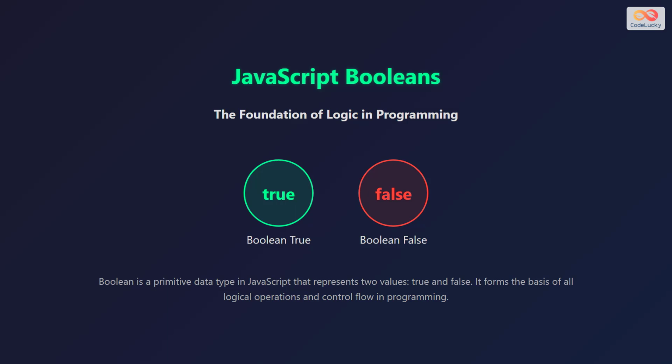Let's explore JavaScript Booleans, which are fundamental to logical operations in programming. A Boolean represents one of two values, true or false. These values are essential for controlling program flow, making decisions based on conditions, and performing logical comparisons. The true value indicates a condition that is met or valid, while the false value indicates a condition that is not met or is invalid. You can see the true Boolean value in green color, and you can see the false Boolean value in red color.